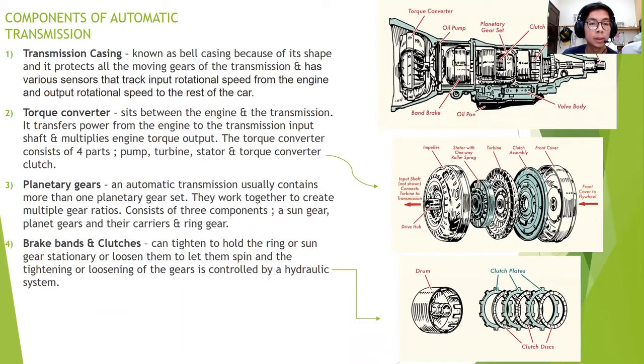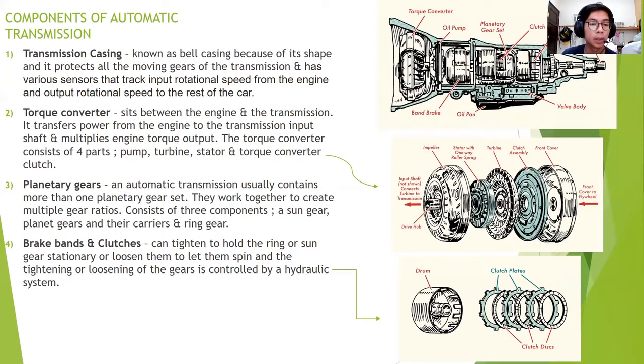The torque converter sits between the engine and the transmission. The torque converter transfers power from the engine to the transmission input shaft and multiplies engine torque output. The torque converter consists of 4 parts: pump, turbine, stator, and a torque converter clutch. On this right hand side, we can see this is the diagram of the torque converter.